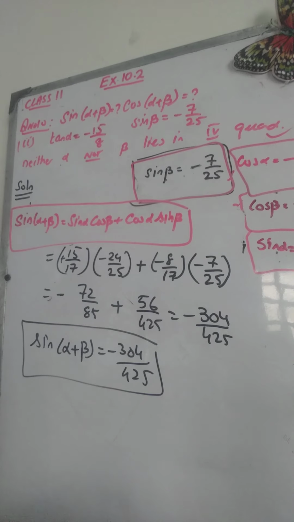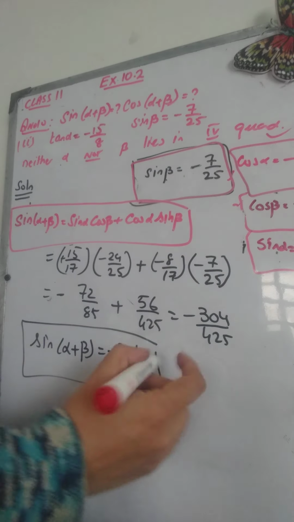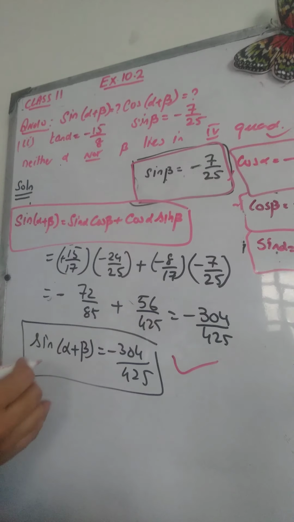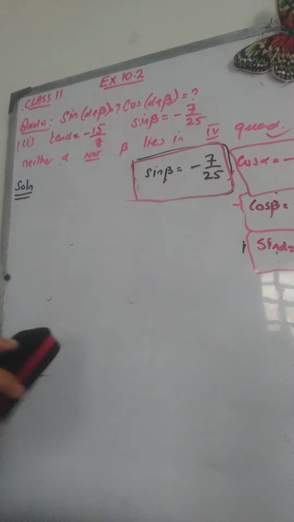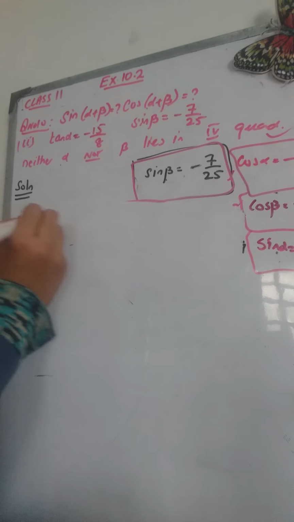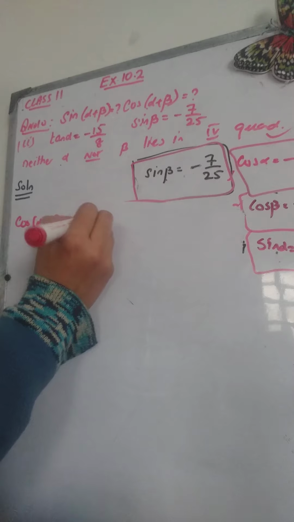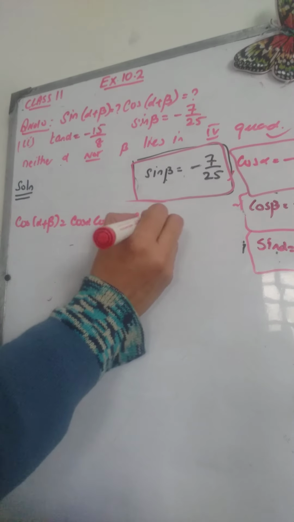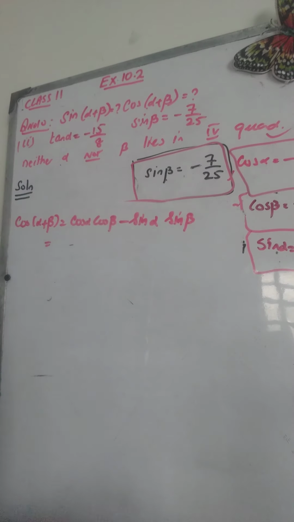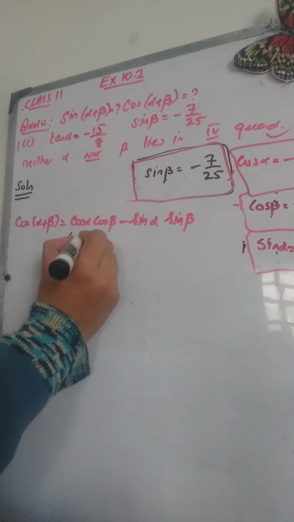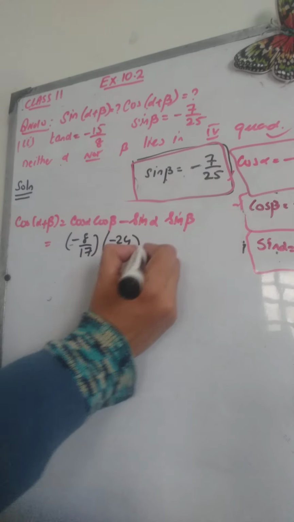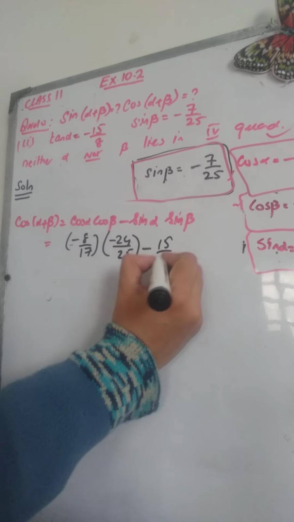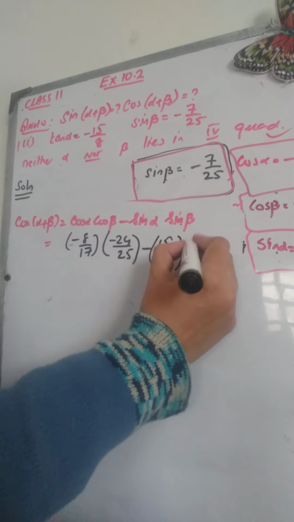Okay, so we have found the first expression. Now in order to find the second expression, I am again going to write the identity. We have done half of this question. Now, just the last step, we have to find cos alpha plus beta. We know that cos alpha plus beta is equal to cos alpha cos beta minus sin alpha sin beta. So cos alpha is negative 8 by 17 into cos beta is negative 24 over 25 minus sin alpha into sin beta.